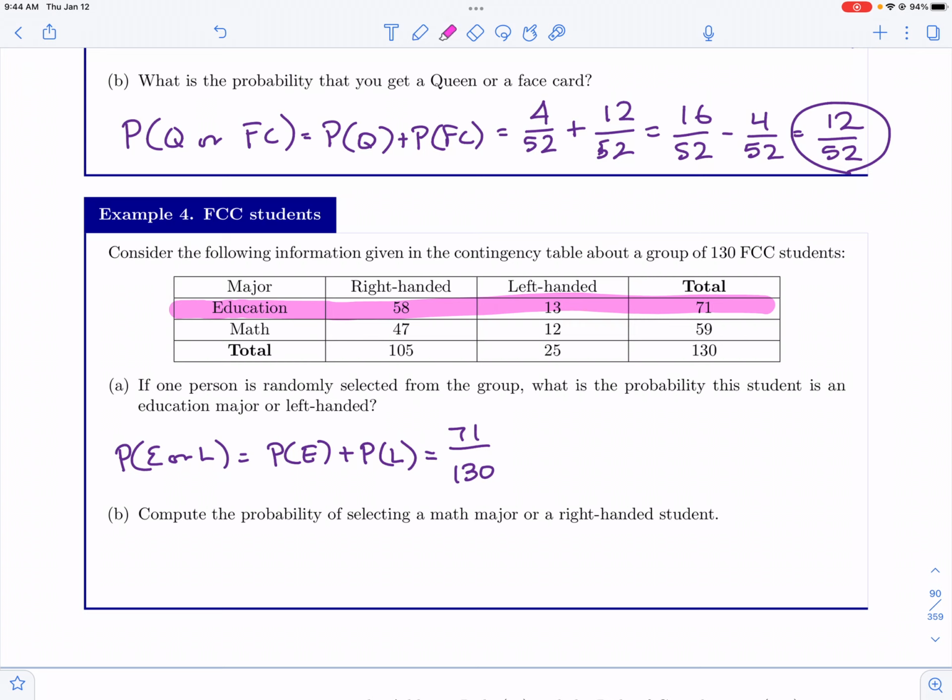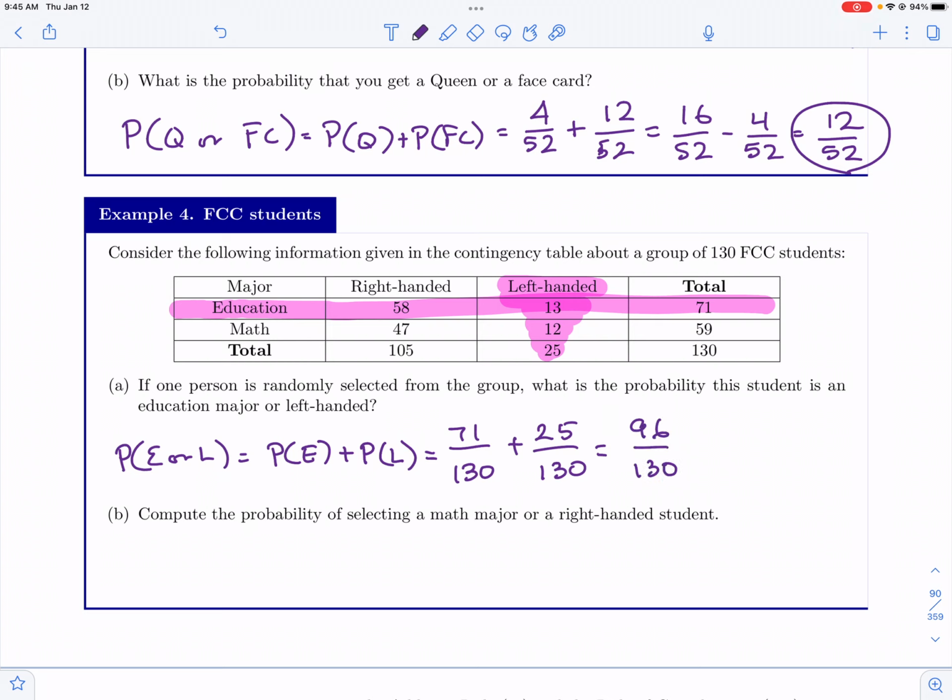Now the probability of finding someone that's left-handed is going to be this column. It looks like there's 25 left-handed students total, so we're going to get 25 out of 130. So we add this up, and we're getting 96 out of 130.